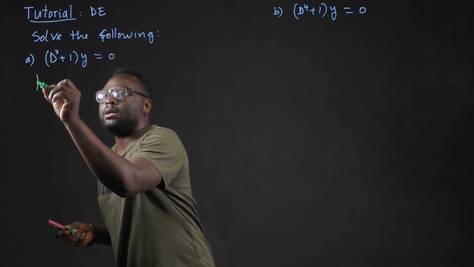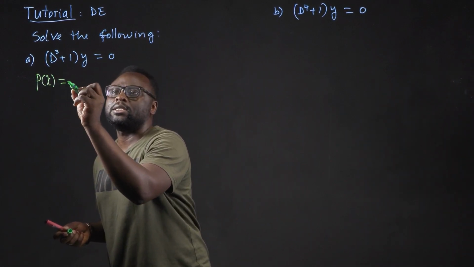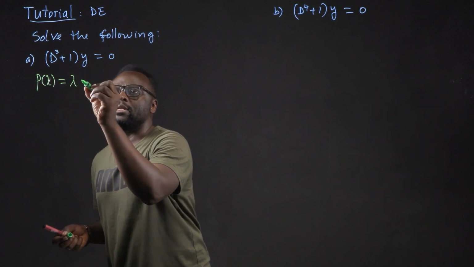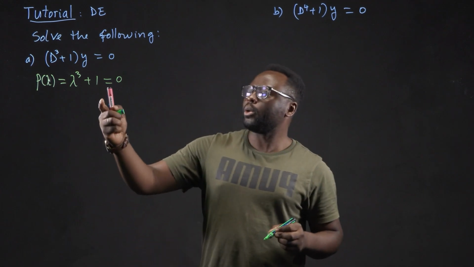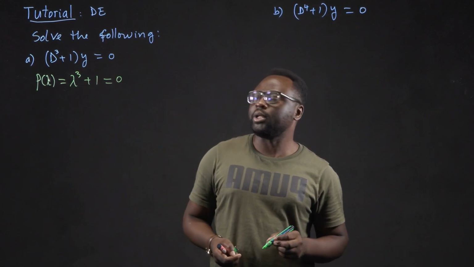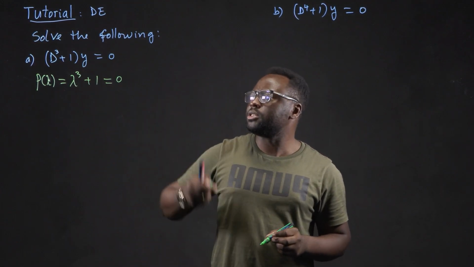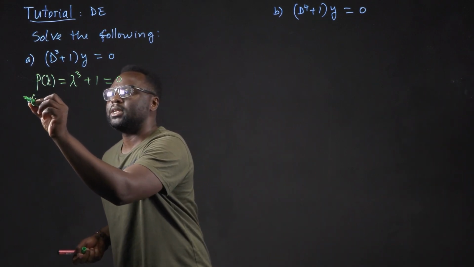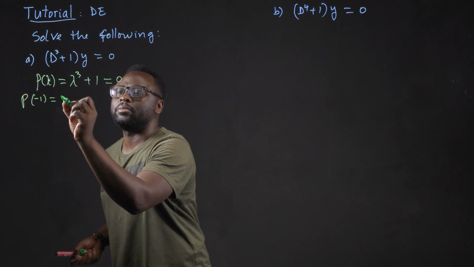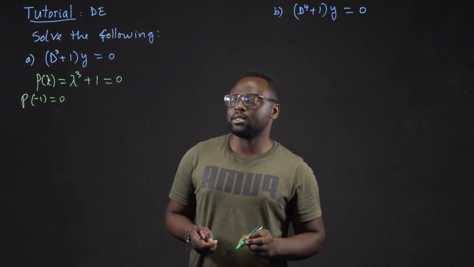What's p of lambda here? It is simple. It is lambda cubed plus 1 is equal to 0. We want to solve p of lambda. It's easy to see that minus 1 is a solution. If you take, let's say, p of minus 1, you obtain 0. It means minus 1 is a solution.